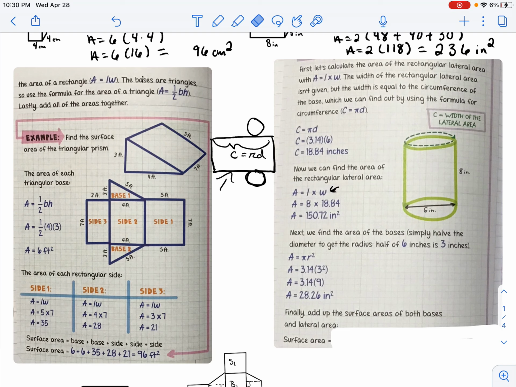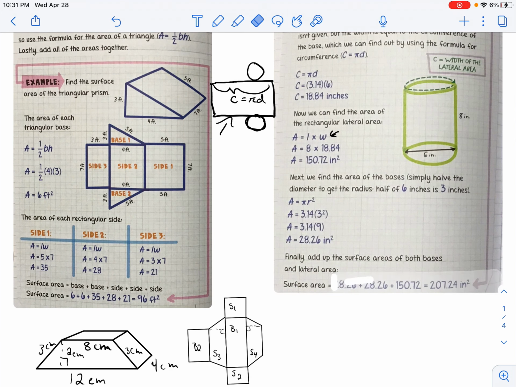Now note, on a cylinder we have a top and a bottom. So there you have 1 and 2 circles. So we're going to have to times this value by 2 and then add it to the surface area of our rectangle. Okay, so to find surface area, and that's what they've done here, we've got 28.26 plus 28.26, so our two surface areas of our circles plus our surface area of our rectangle. And when you add them all together, you get 207.24 inches squared.